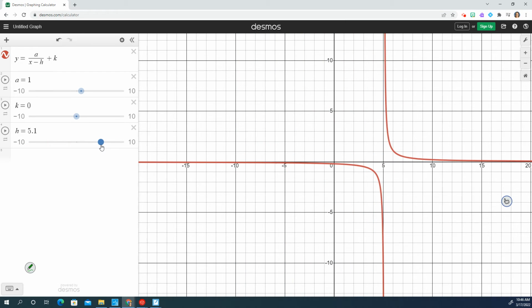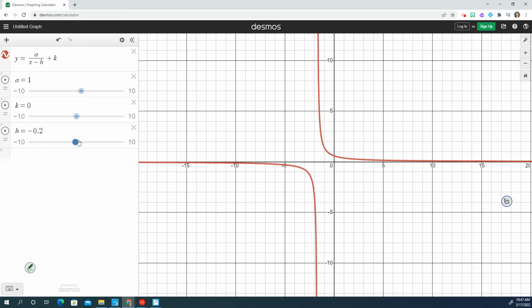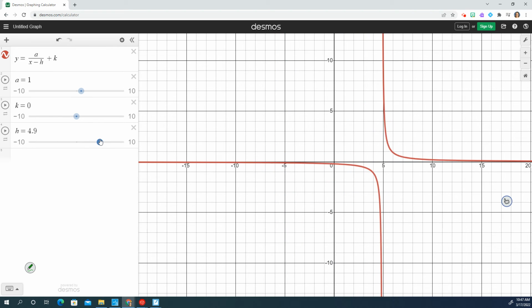Then that changes the vertical asymptote. Exactly. Now that changes my vertical asymptote. Let's say h is 5. So I have x minus 5. So what can x not be? 5. There's your vertical asymptote. It's so easy.